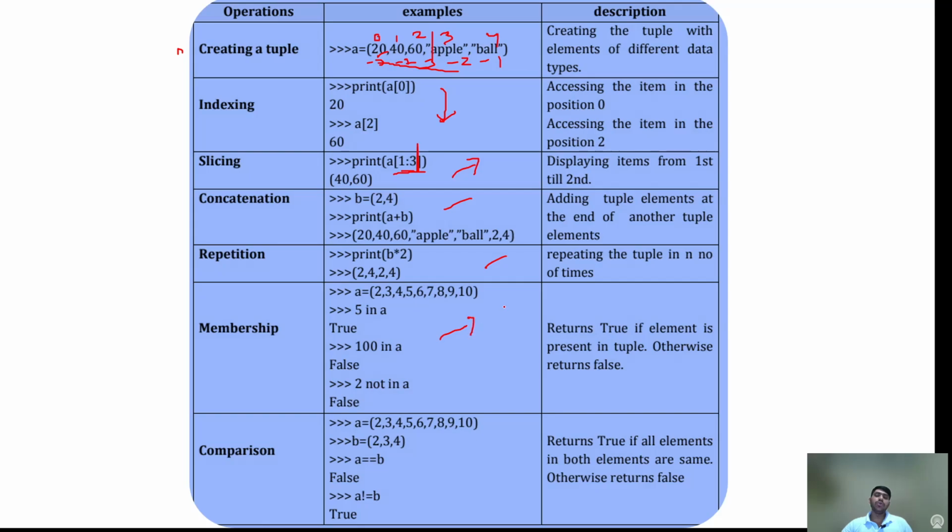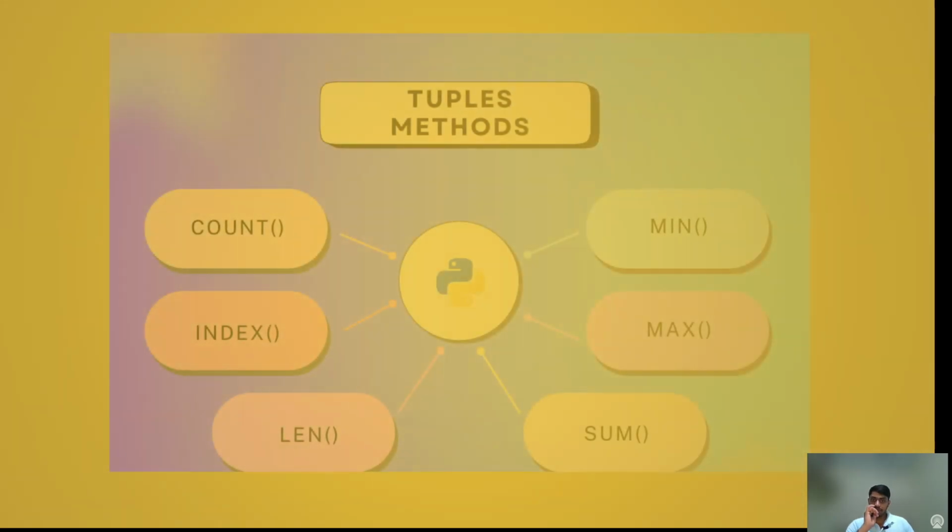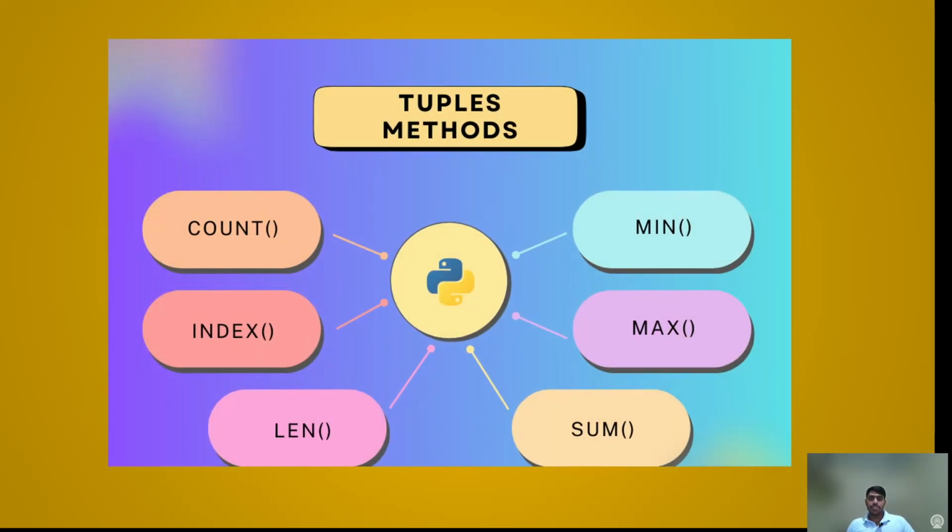Membership operator, it is going to be in and not in. It is going to check whether that particular element is present or absent. Then comparison, based on the values, first values, they are going to compare the elements. So these are the things.